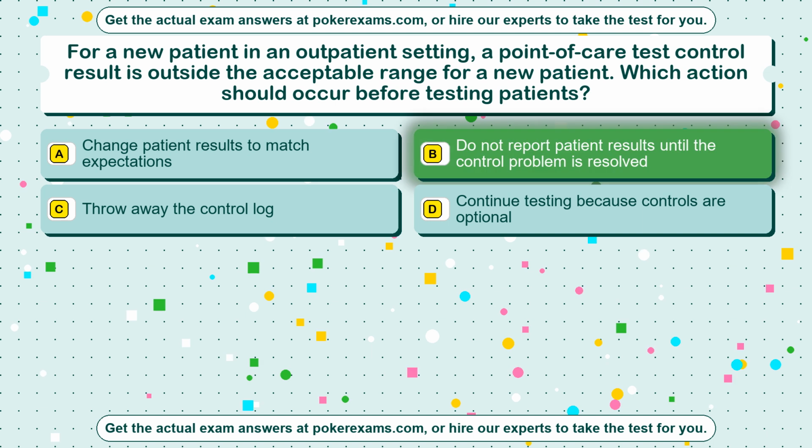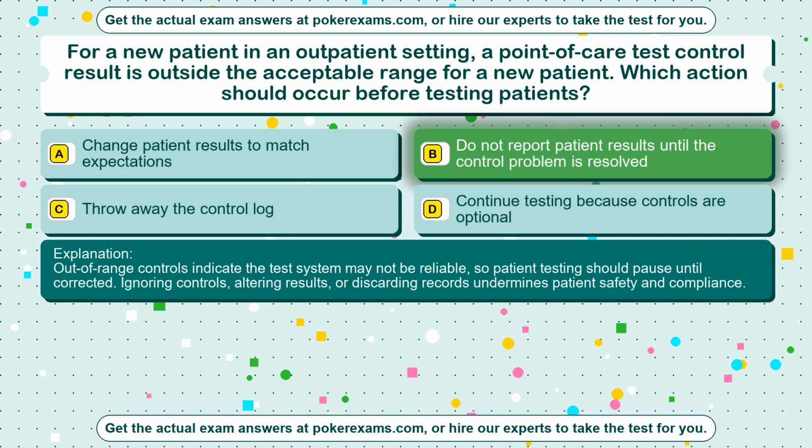The correct answer is option B, do not report patient results until the control problem is resolved. Out-of-range controls indicate the test system may not be reliable, so patient testing should pause until corrected. Ignoring controls, altering results, or discarding records undermines patient safety and compliance.